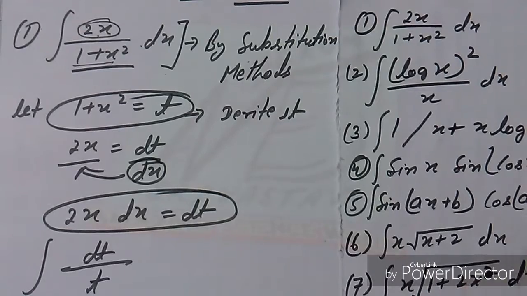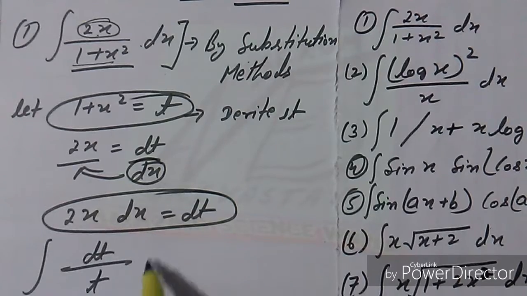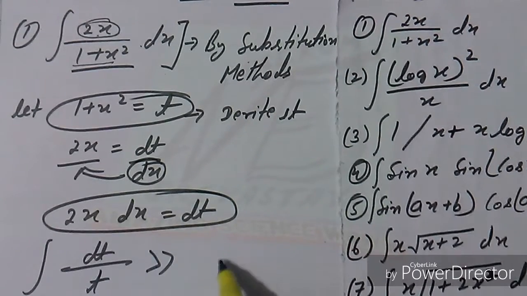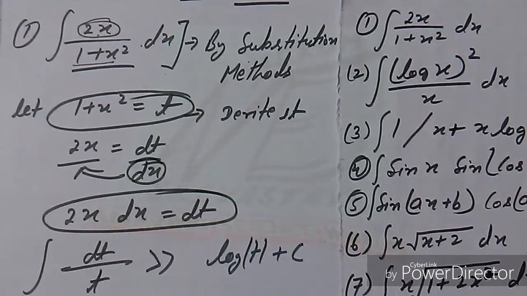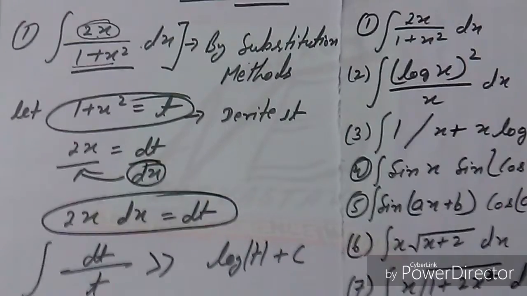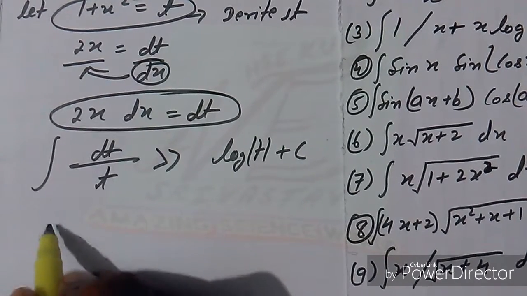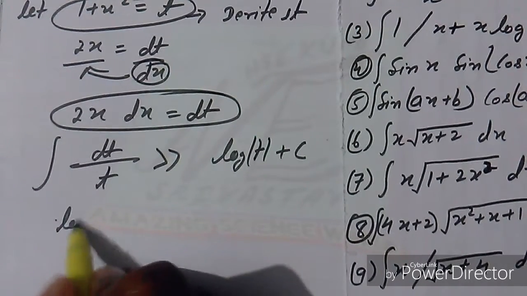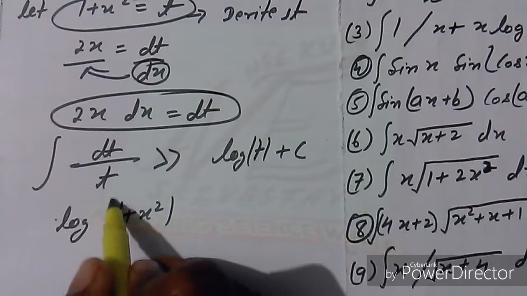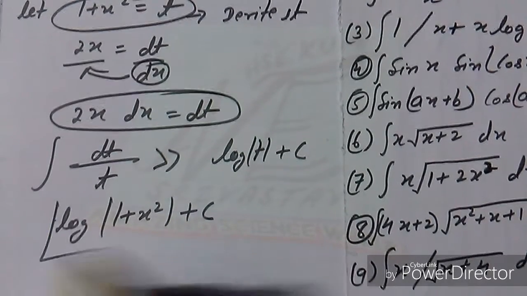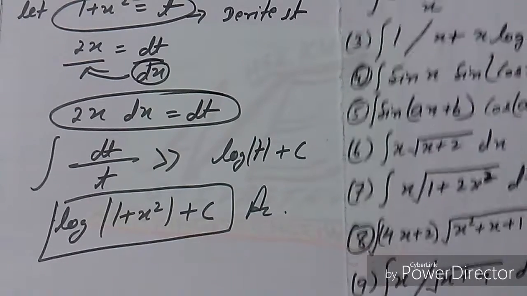Friends, now it's so much easy, and you know the integration of 1 by t is log t plus c. Now put the value of t, that completes the integration. Then the answer is log of 1 plus x square plus c, and solve. So much easy questions are there.